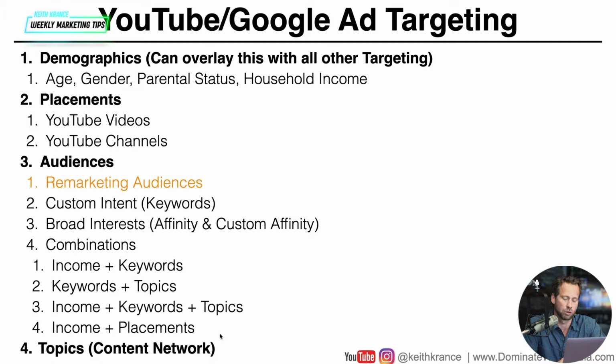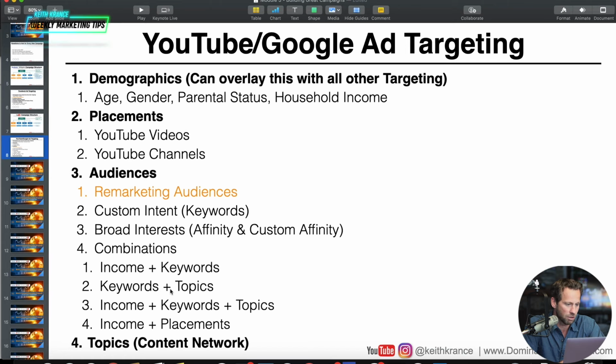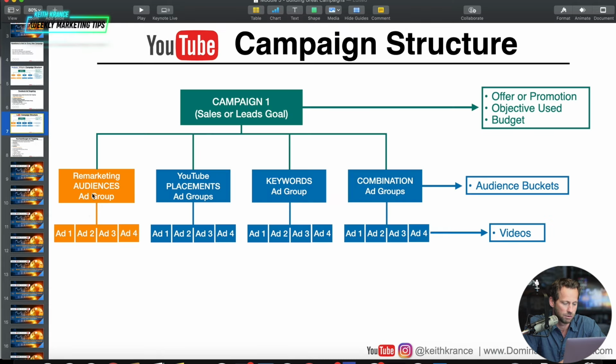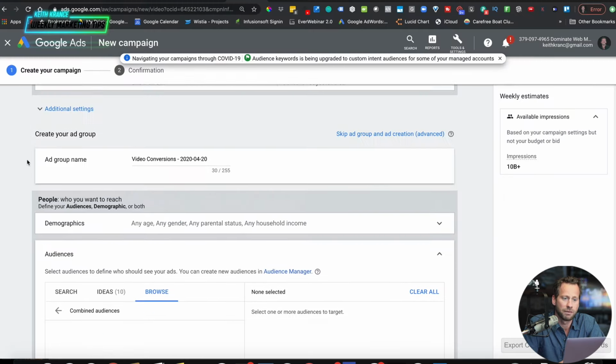So then the topics is the real broad. It's the content network. And I don't recommend starting there at all. Focus on those four I talked about that I showed right here. Remarketing, get data. You can get more data with placements. Then keywords, and then really hit these combination groups. And you might find that you go remarketing here, and then you go right from this one to combination. And that's a great way as well. So that's the structure of a campaign. Those are all the most important elements.